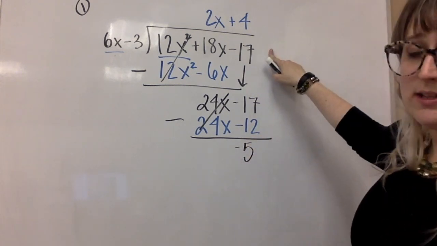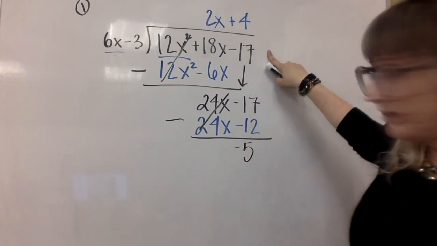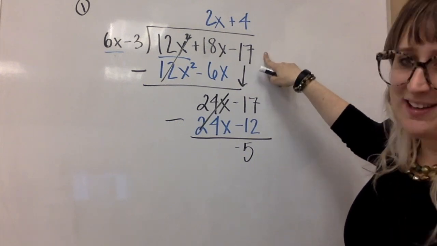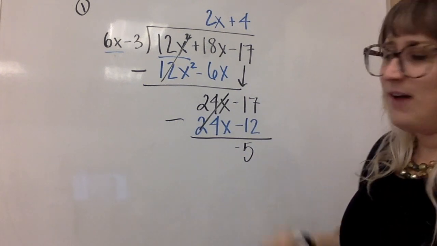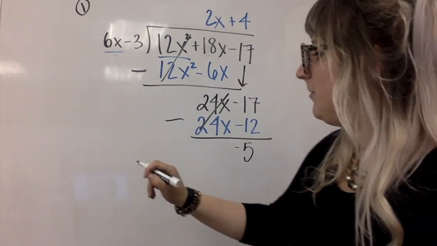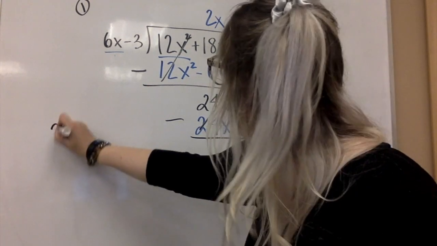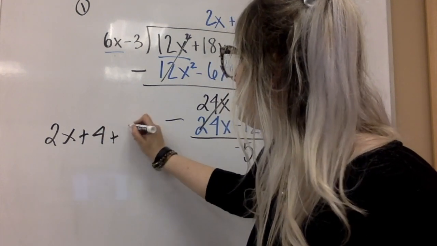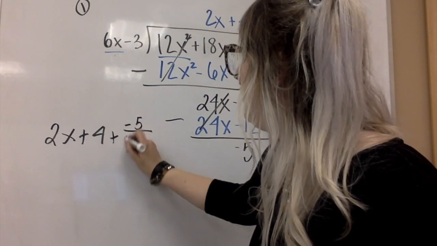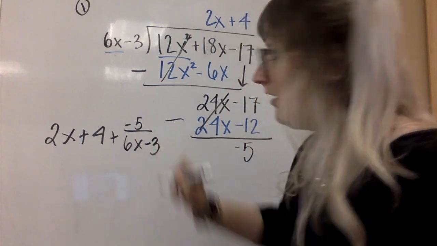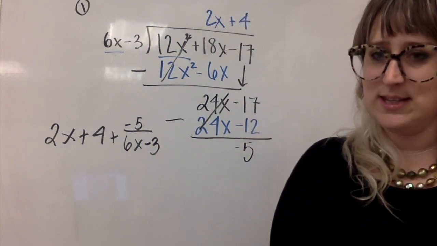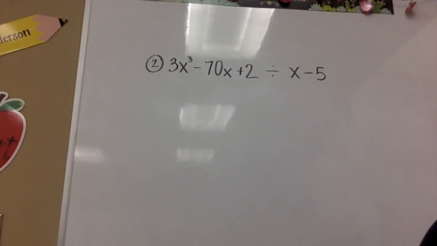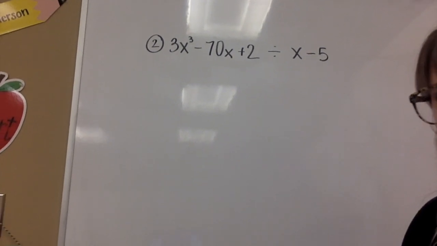Since there's nothing else here to bring down, negative 5 is going to be my remainder. So I'm going to write my answer out as 2x plus 4 plus negative 5 over 6x minus 3. And that's the answer for number 1. So the next one, we're going to be using synthetic division.